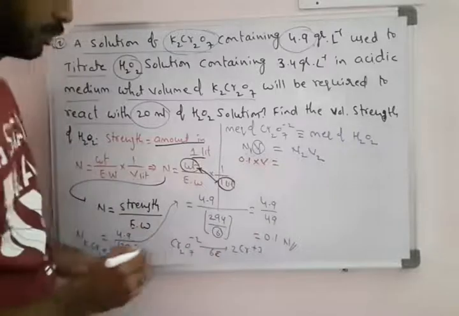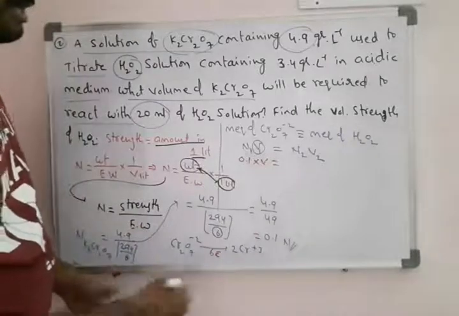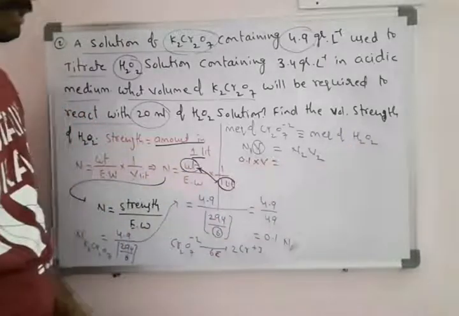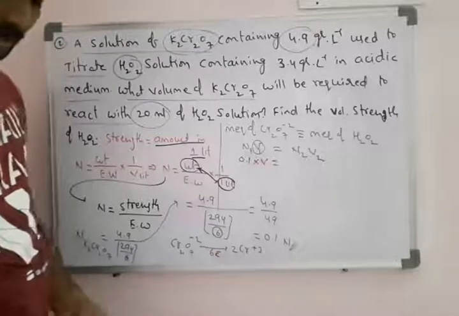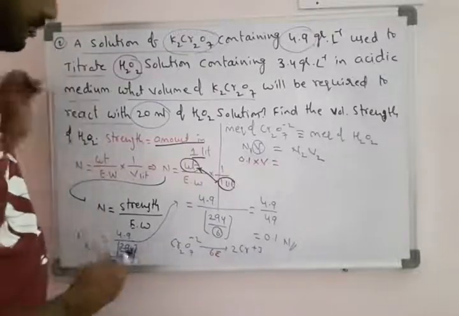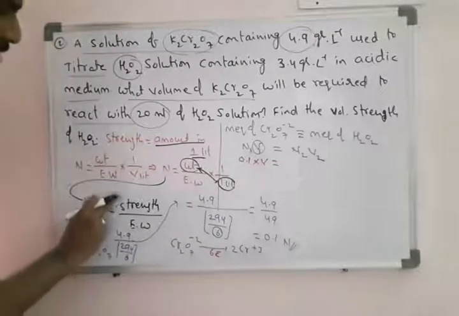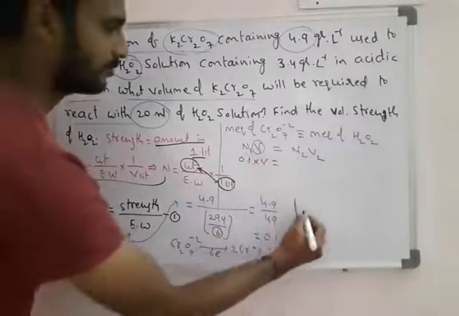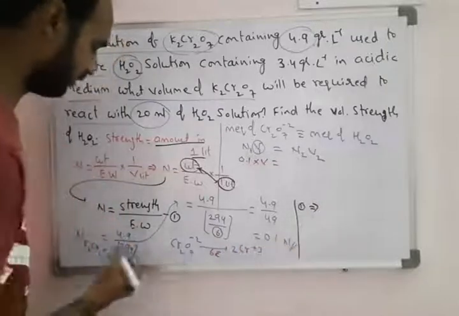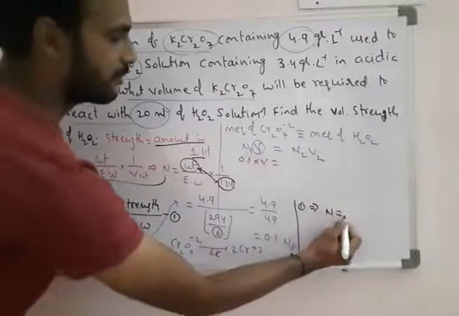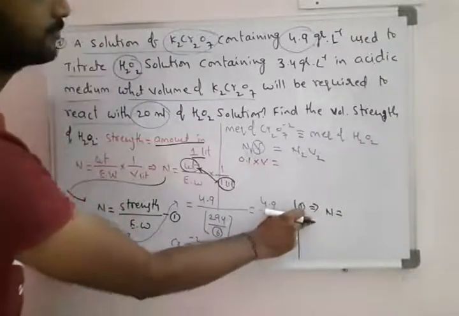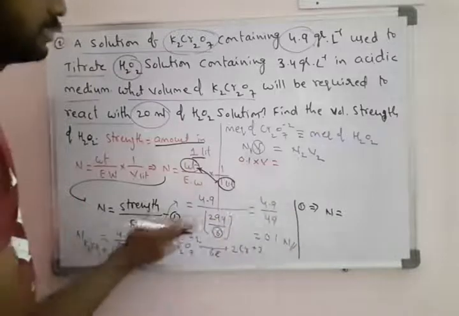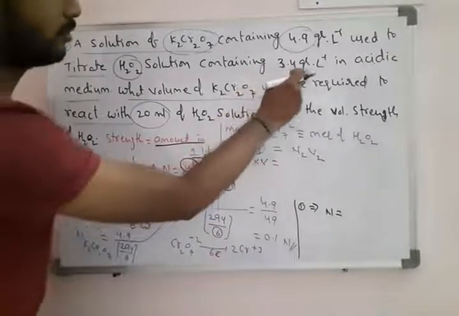So what is N2 now? N2 means the normality of hydrogen peroxide. We know this formula, normality equals strength by equivalent weight. Say it is equation 1. Again, using equation 1, the normality of hydrogen peroxide is its strength divided by equivalent weight. What is its strength? 3.4 grams per liter.